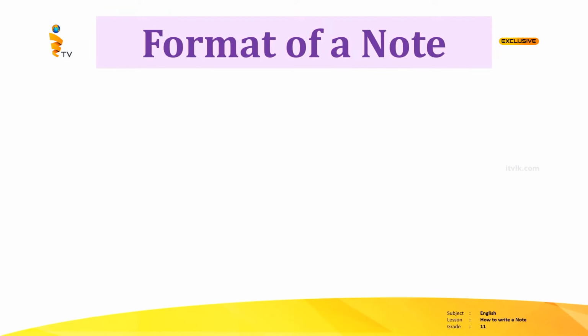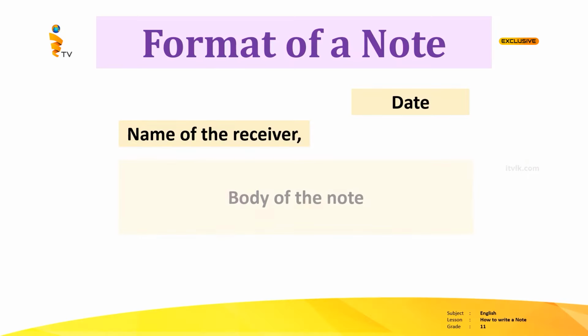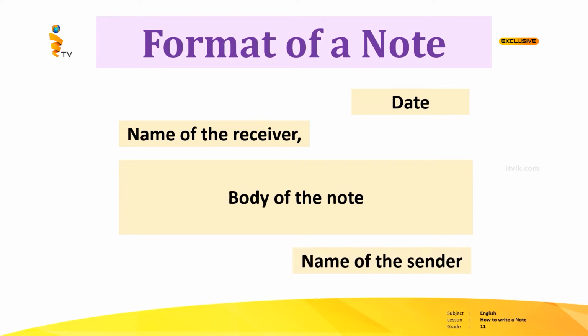Let's look at an example. First, we write the date, but the date is optional. Then, write the name of the receiver or the person to whom you are writing the note. Next, the body of the note. Here, you write the message that you need to convey in a very short and precise manner. Finally, you end the note by writing the name of the sender or the person who writes the note.